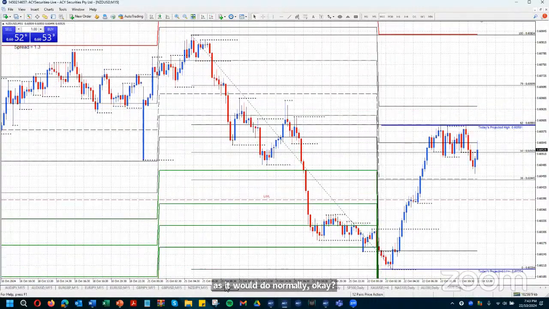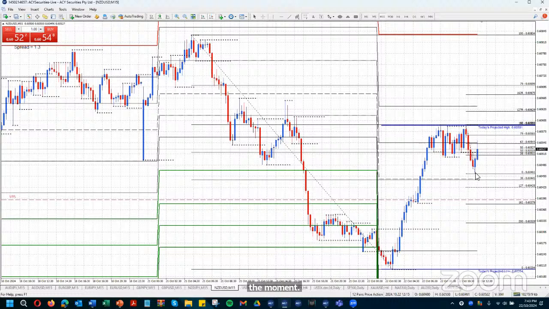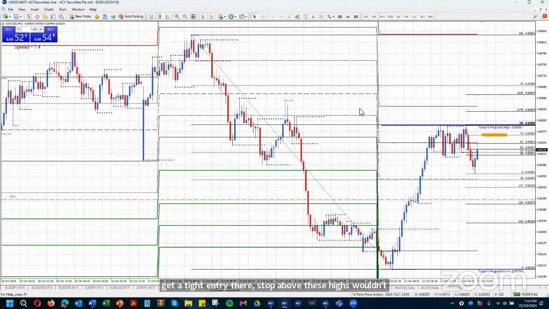And that New Zealand dollar, yeah, it has come up. It is giving you an intraday rally at the moment. Little 50-minute range here. Most definitely monitor that 79% level, 60.56. Get a tight entry there, stop above these highs. Wouldn't need to risk probably more than 10 pips for a tight entry. See whether we're going to be moving down for the rest of the day.